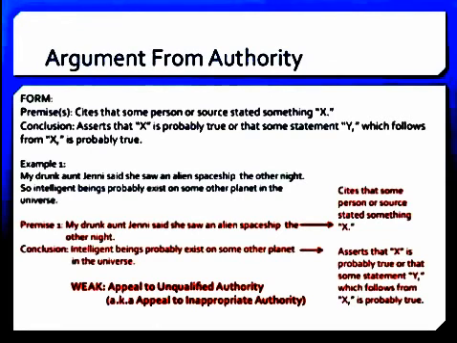And because it's a weak argument from authority, it actually has a different name. We refer to weak arguments from authority as appeal to unqualified authority or appeals to inappropriate authority. So, anytime you have an argument from authority that is actually a weak argument, you would refer to that argument not as an argument from authority, but as an appeal to unqualified authority or an appeal to inappropriate authority.